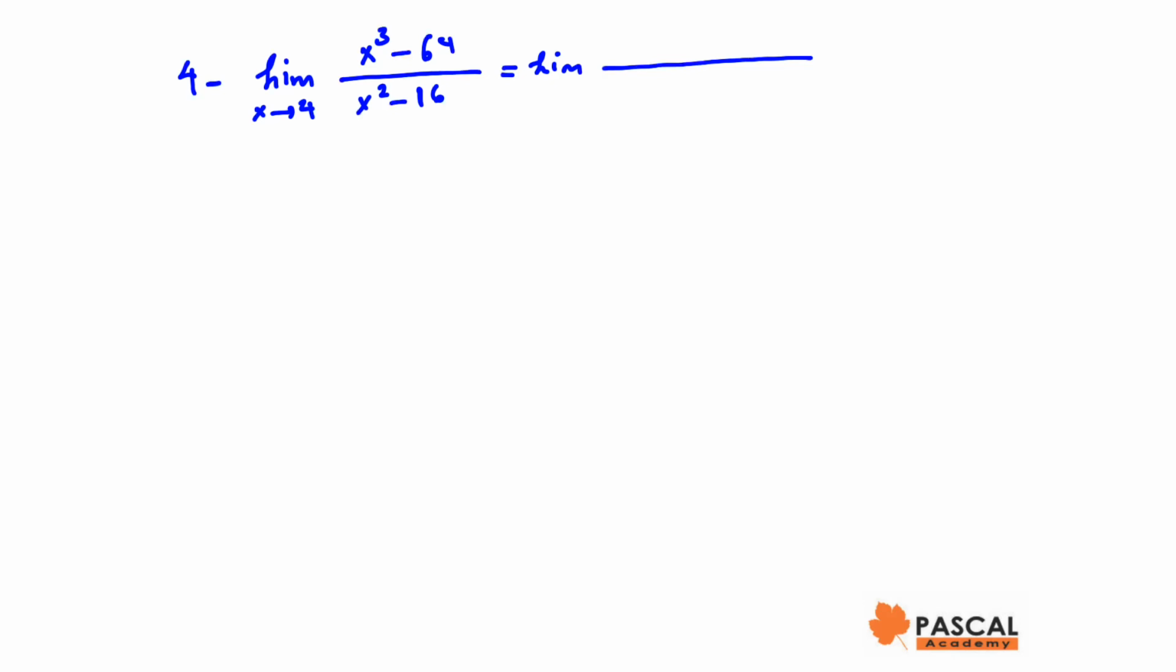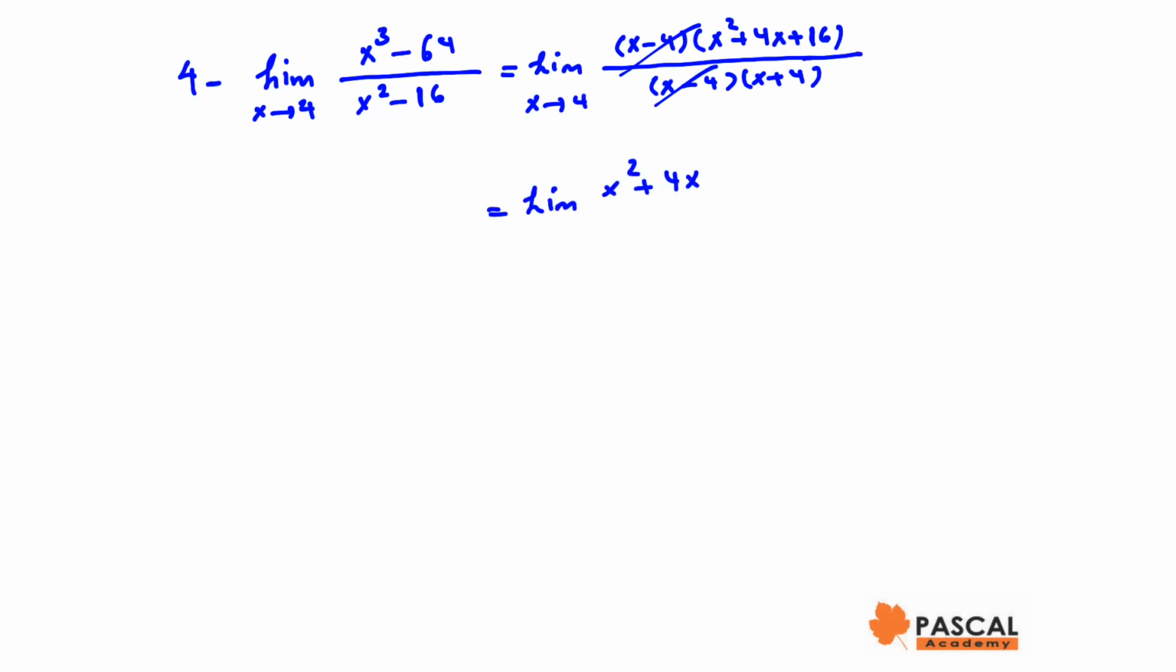The numerator, x^3 minus 64, is (x minus 4) times (x^2 plus 4x plus 16), a difference of cubes, and the denominator is (x minus 4) times (x plus 4). If we reduce the fraction, the limit would be the same as the limit of (x^2 plus 4x plus 16) divided by (x plus 4) as x approaches 4, which is 48 divided by 8, that is 6.